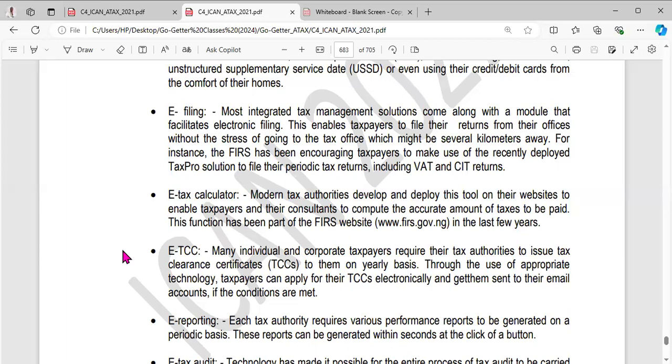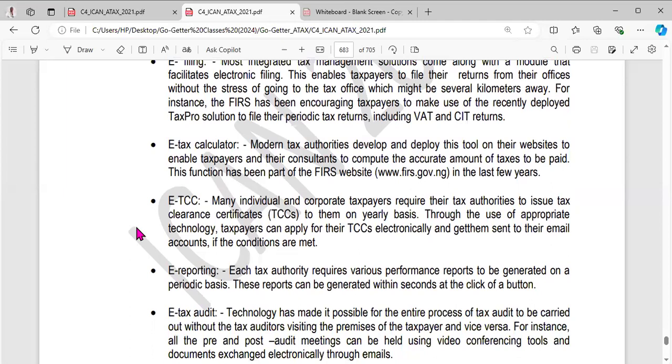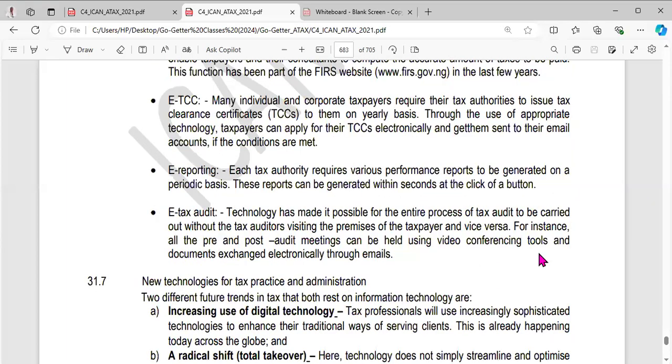Although it is important to know the tax law to be able to develop this calculator, to a non-tax person, just use your e-tax calculator and say, all right, if I'm earning this salary and these are my allowable deductions, how much tax am I supposed to be paying? It calculates for you. Then there's the ETCC. Normally, you would usually go and collect a hard copy of the tax clearance certificate, but now it is available online. Then there's e-reporting, e-audit, e-examination, and all of these things can be done without visiting the premises. You can just hold a Zoom meeting for e-reporting, and you can also hold tax audit meetings via video conferencing.